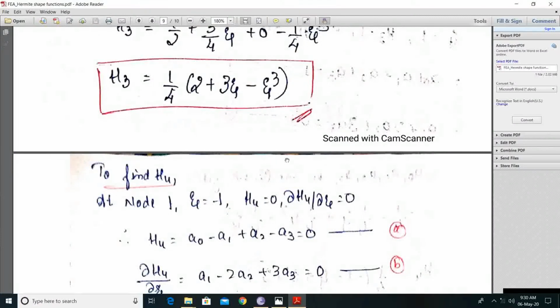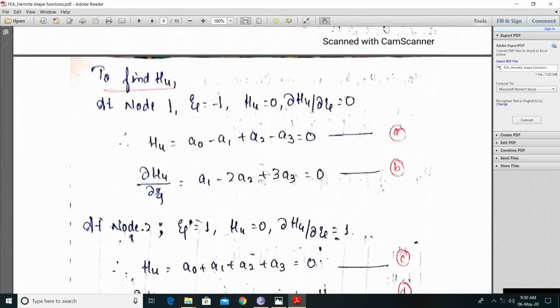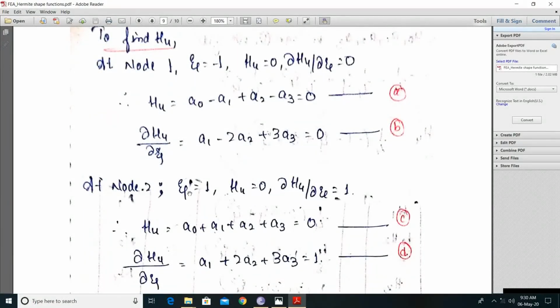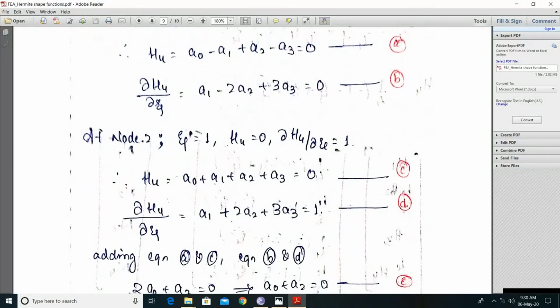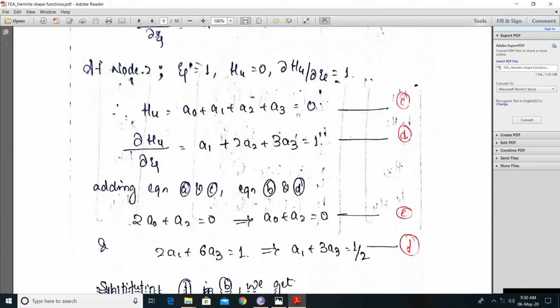Then lastly, to find h4, at node 1, xi equal to minus 1, h4 and dou h4 upon dou xi equal to 0. These are the two equations when you substitute these boundary conditions in equations 1 and 2. And at node 2, xi equal to plus 1, h4 equal to 0 and dou h4 upon dou xi equal to plus 1. When you substitute these values, you will be getting equations C and D. D will be a1 plus 2a2 plus 3a3 equal to 1. Add equations A plus C and equations B plus D, and you will get equations E and F.